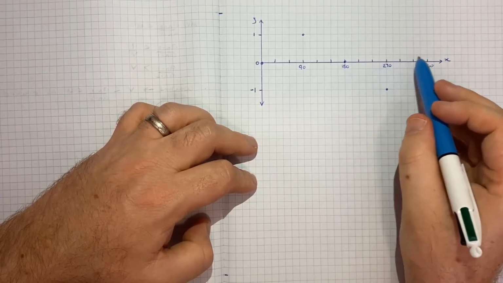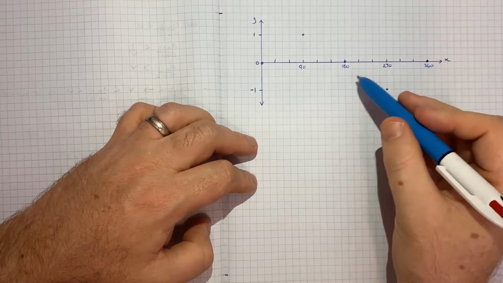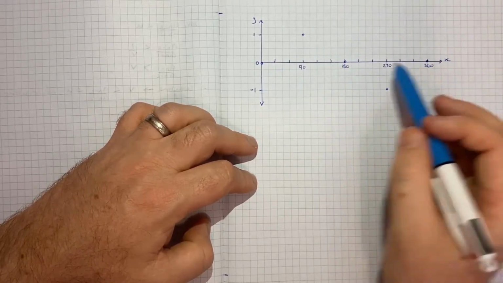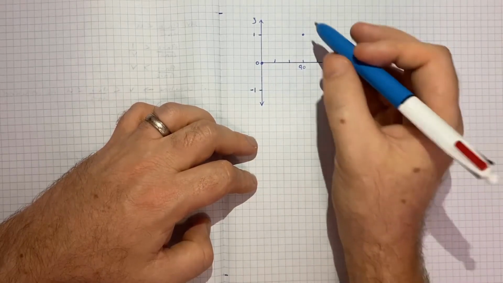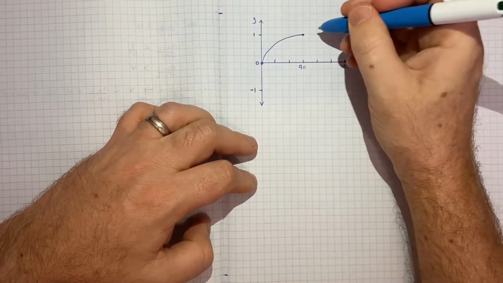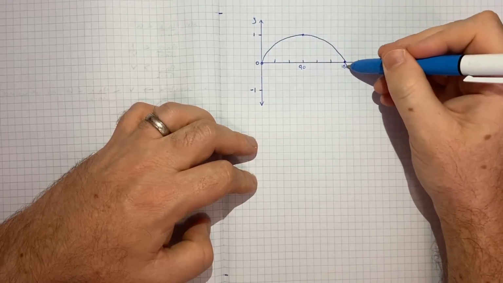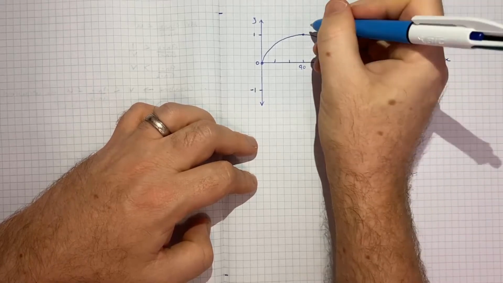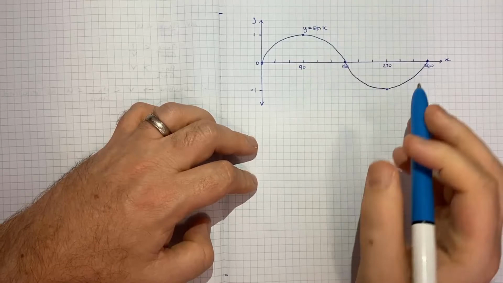And then when we get to 360, we're back at 0. And that's how we get the full cycle. The curve just continues to repeat from there, but we're only concerned between 0 and 360 for this question. If I connect these dots, we'll see the basic sine curve. I'll label that y is equal to sine of x.